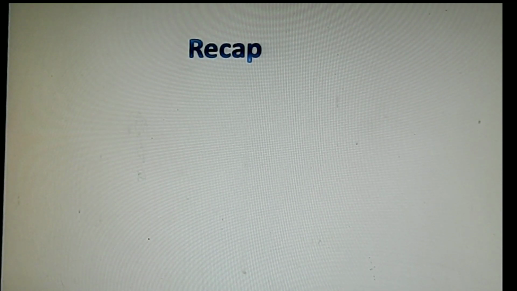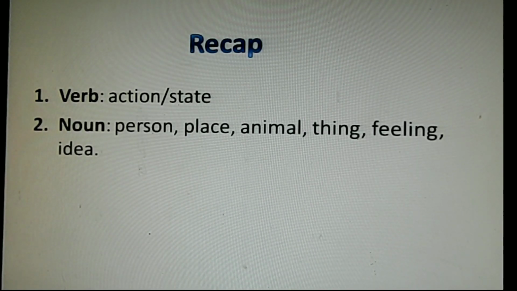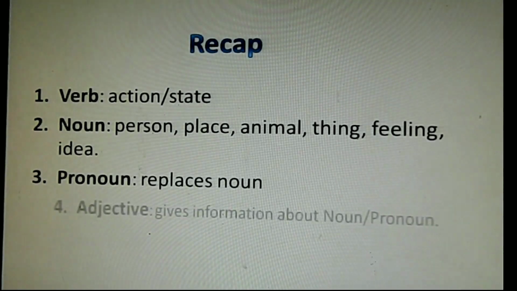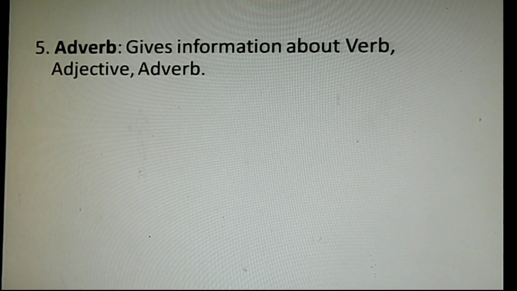Let's recap. Verb. We have said the verb is a word that shows an action or a state or situation. So two types of verbs are there, and we had taken two examples, one for action and one for state or situation. The noun, we said, is a word that shows the name of a person, place, animals, things, feelings, ideas, etc. Pronoun replaces a noun. Then adjective gives information about a noun or pronoun. Then adverb gives information not only about a verb, please remember. It also gives information about an adjective, an adverb. I gave you one example and made it clear.